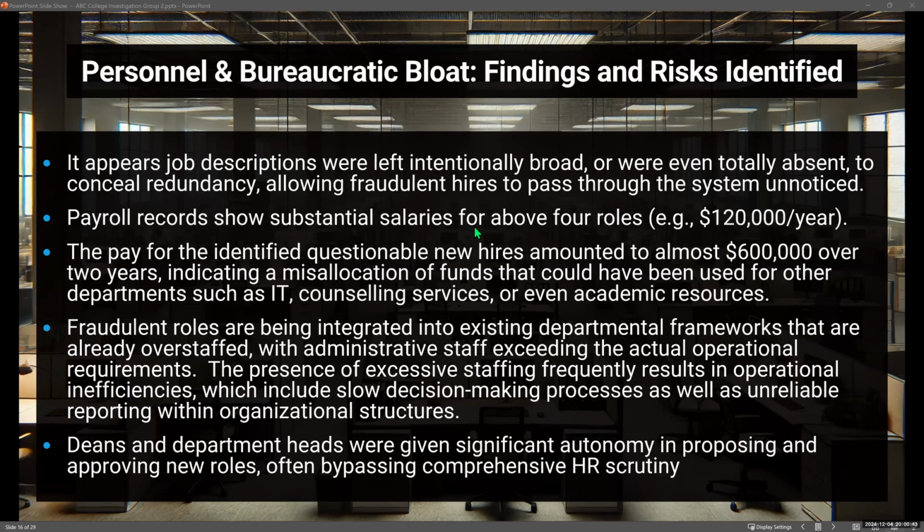Payroll records show substantial salaries for those roles, around $120,000 a year. The pay for the identified questionable new hires in total over those past 2 years, depending on when they were hired, came out to about $600,000. So this indicates obviously a misallocation of funds that could have been used for other departments such as IT, counseling services, and academic resources.